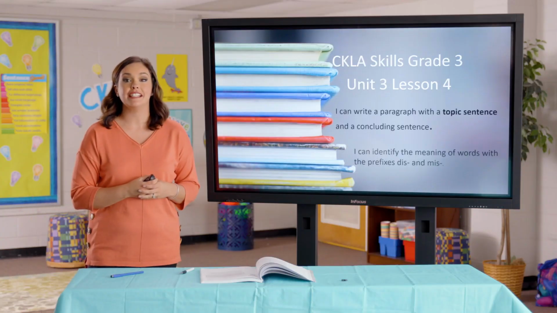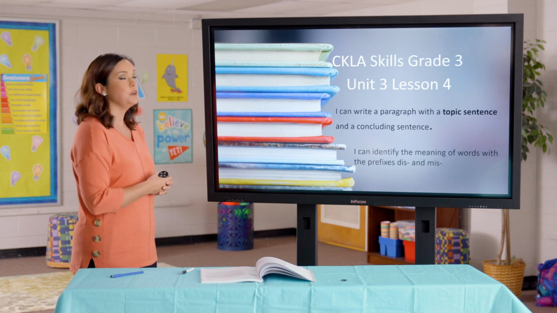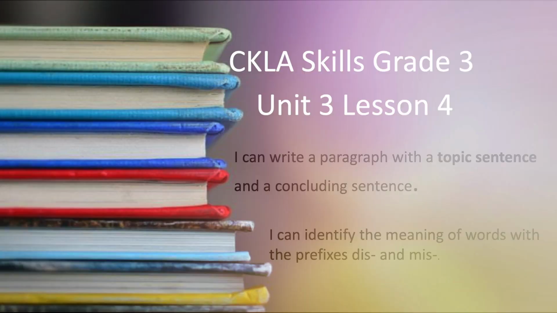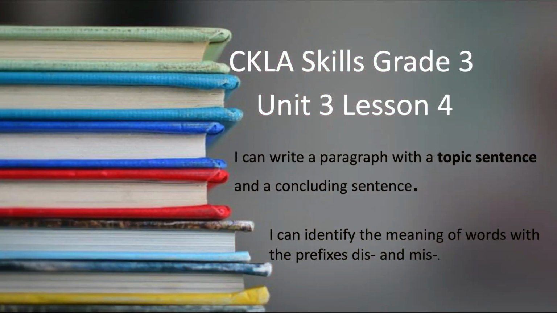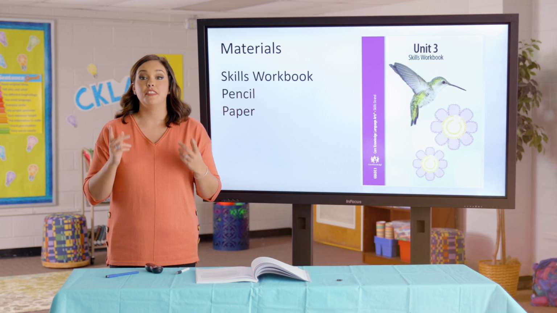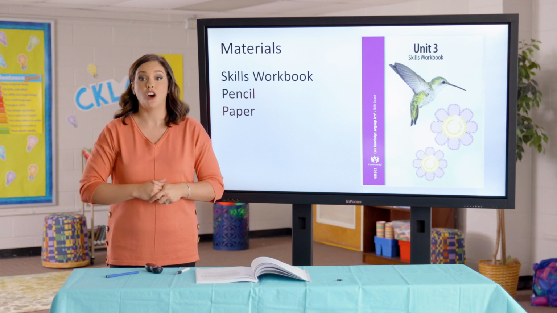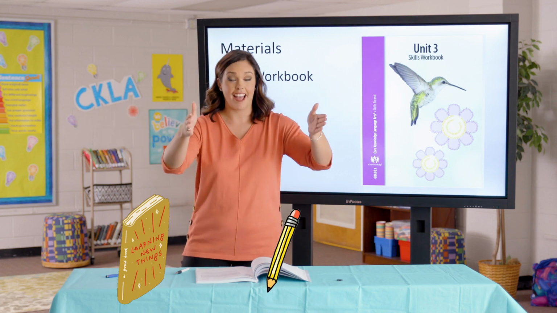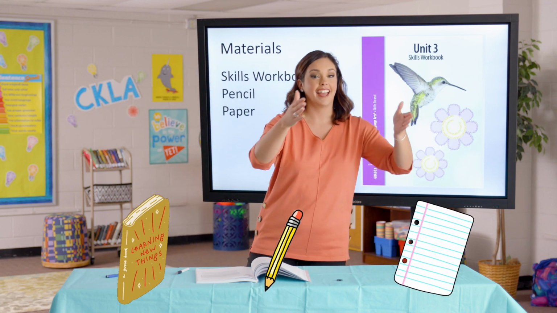Today we are completing CKLA Skills, Unit 3, Lesson 4. And our objectives for the lesson are, I can write a paragraph with a topic sentence and a concluding sentence. I can identify the meanings of words with the prefixes dis and mis. The materials you'll need for this lesson are your Skills Workbook, a pencil, and a piece of paper.